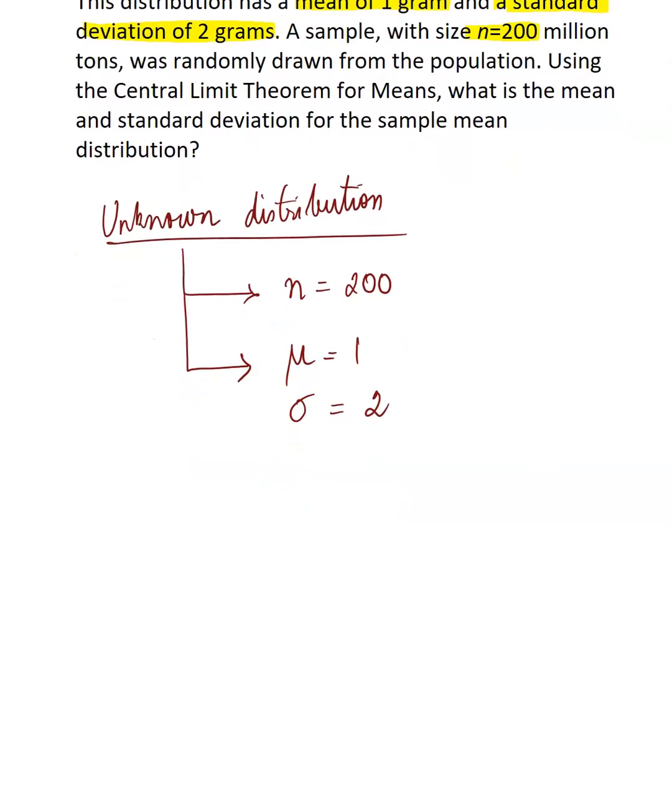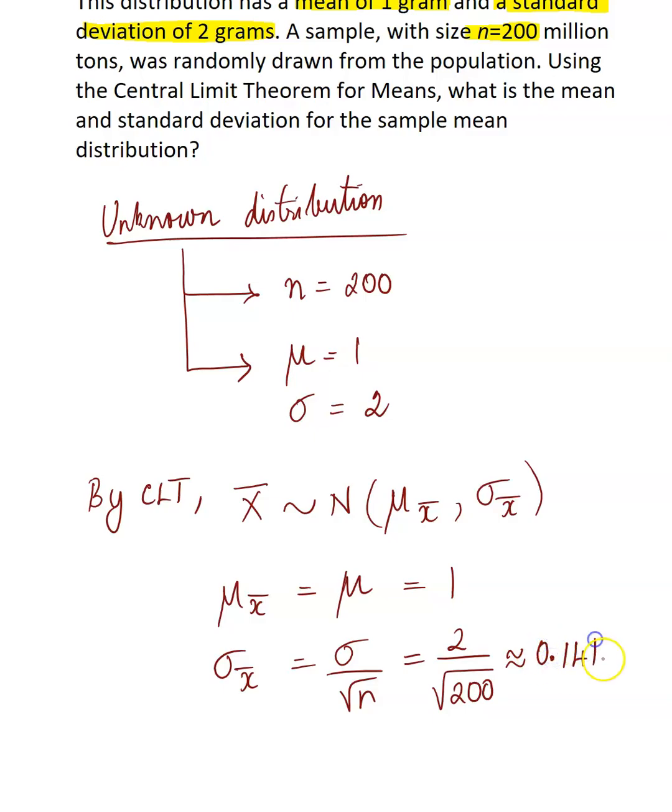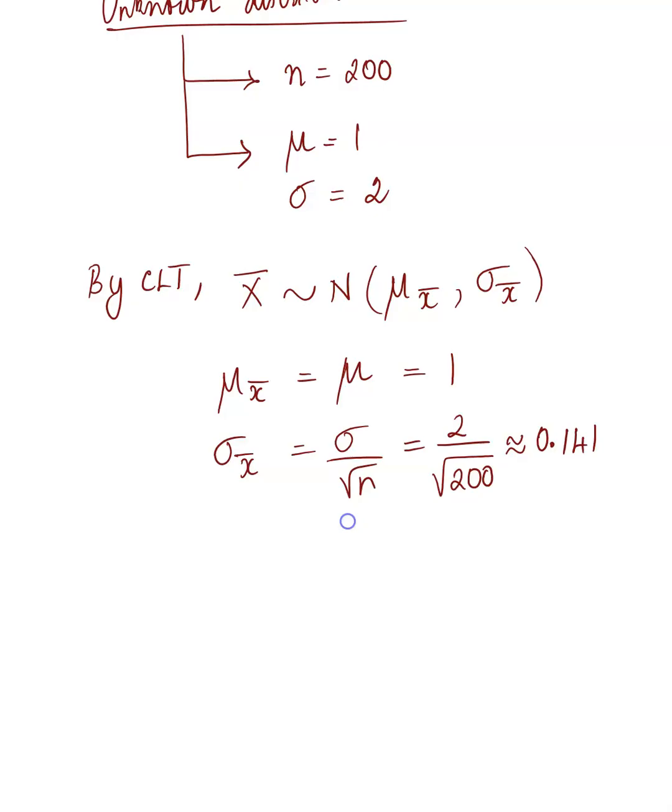Now, we know by CLT, the Central Limit Theorem, because these conditions were met, that if you took the sample means, they would follow a normal distribution with mu x bar and sigma x bar. Now, mu x bar, again by CLT, is the same as mu, which we got as 1 from the problem. And sigma x bar is sigma over root n. So in our case, that is going to be 2 over square root of 200. That approximates to 0.141.